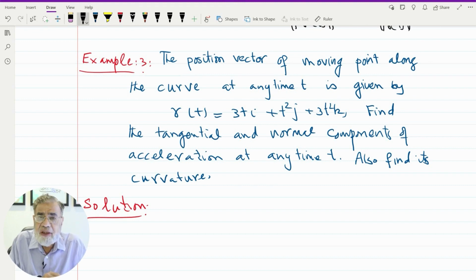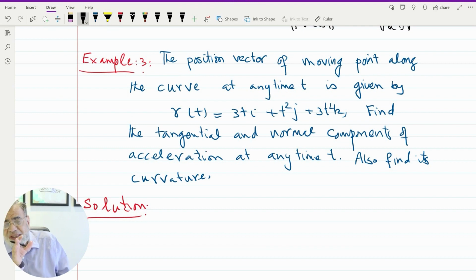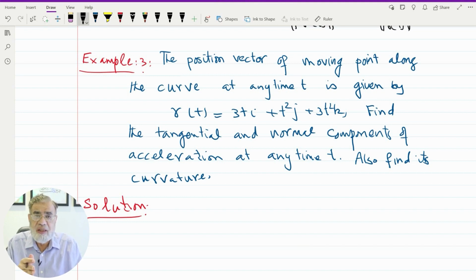We will use the formula we described for finding the acceleration components. We need r dash and r double dash. We find r dash dot r double dash, the dot product, and r dash cross r double dash, the cross product. In this example, you can see the whole knowledge we have discussed on vectors and vector valued functions, taking the dot product and cross product, is being used. This is very important from the examination point of view, because the examiner putting this question is going to check you on all the aspects taught in this chapter.